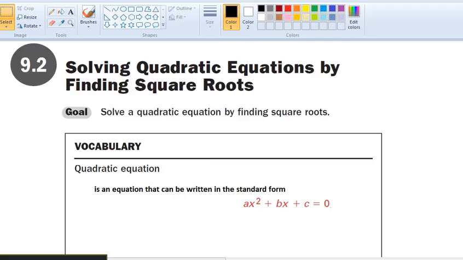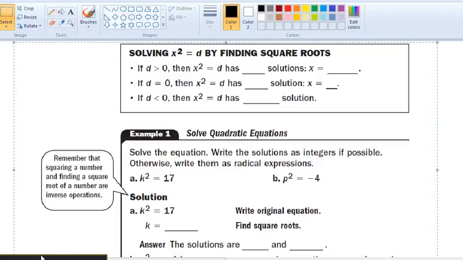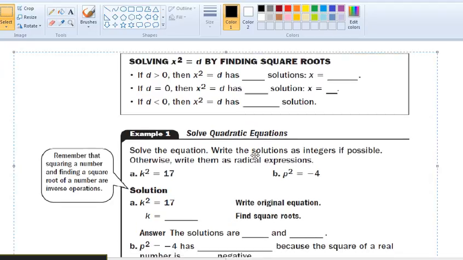So one other thing we should probably write here is that a cannot equal 0. So we'll write it like this, a cannot equal 0. Now at the bottom of the page, here we have solving x squared equals d by finding square roots.